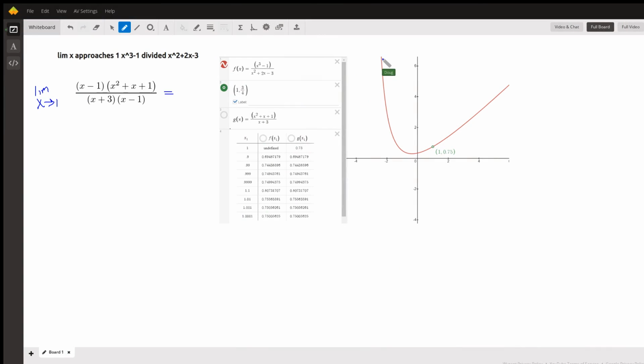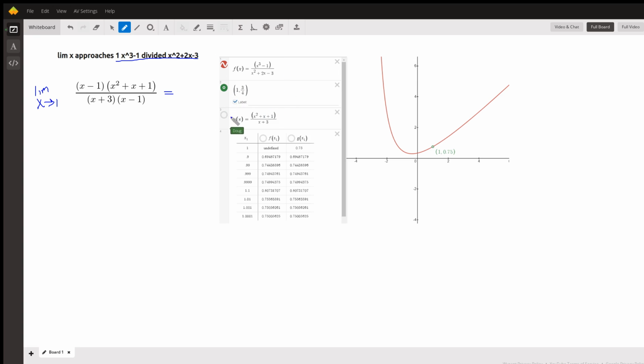Okay, over here to the right, we have the graph of a function that fits this form right here: x cubed minus 1, which by the way we call a difference of cubes, over the trinomial x squared plus 2x minus 3. And you notice that if I graph that, that 1 comma 3/4 is what we call a hole in the graph, because if we put 1 in for x, we get 0 over 0, which is undefined.